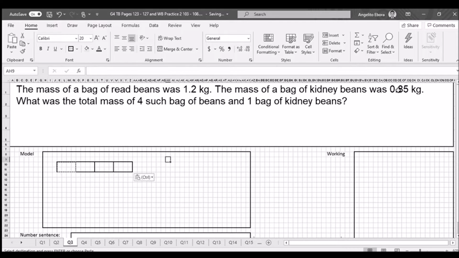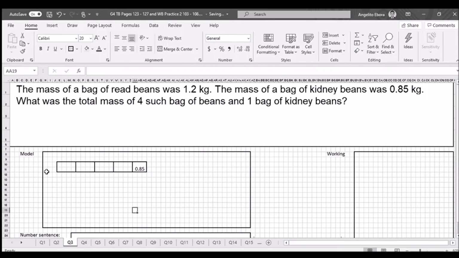And the bag of kidney beans, which is 0.85. Okay, so it's not the same as this, since it's only 0.85 compared to 1.2. So the size of our model will not be the same as this. So this one is 0.85 kilograms. Okay, you may write the unit here or not. It's the same thing as long as in the final answer you know the concept.